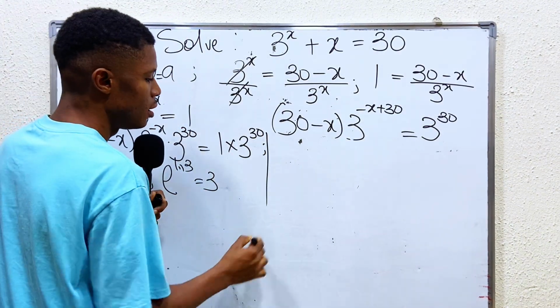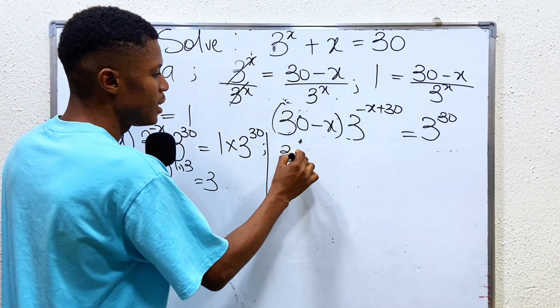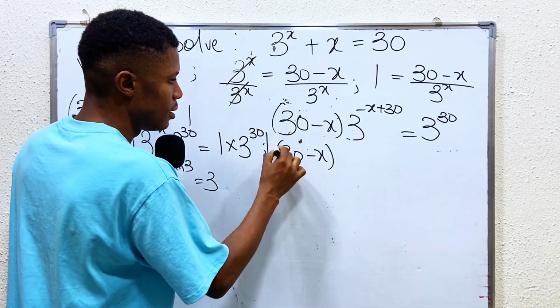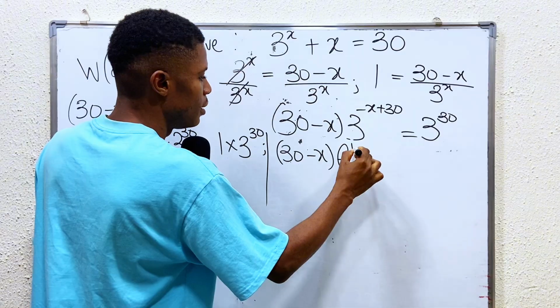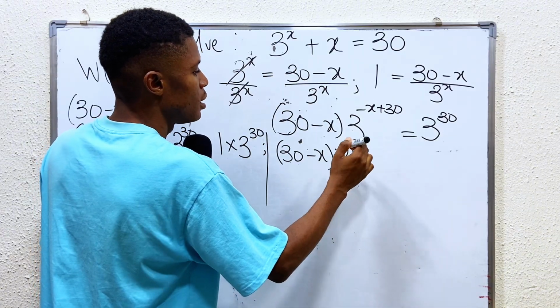So what do we have? We'll now have 30 minus x, then e to the ln of what?